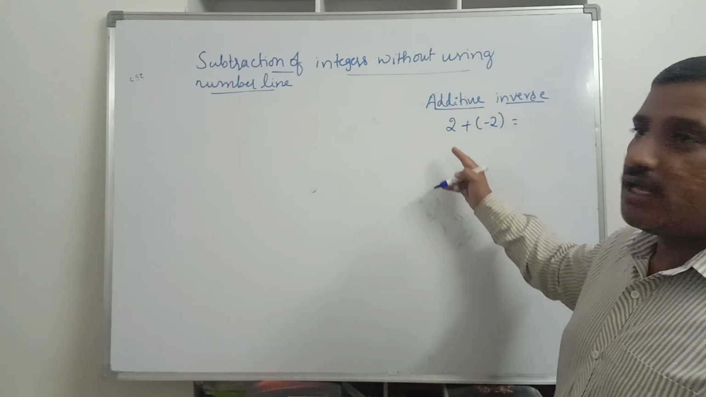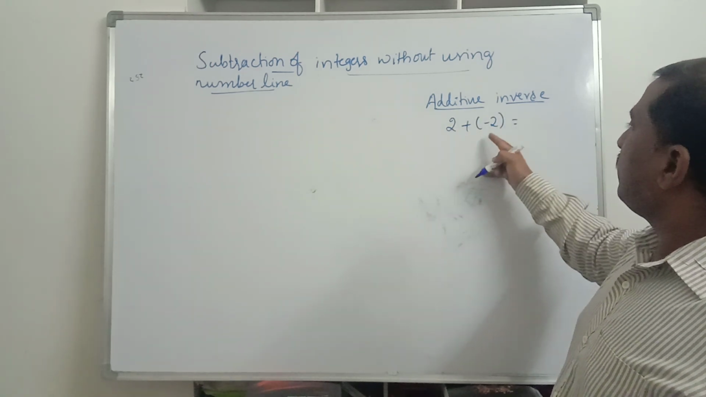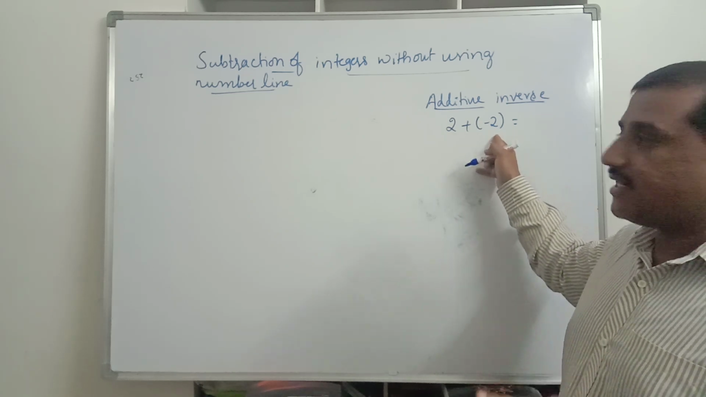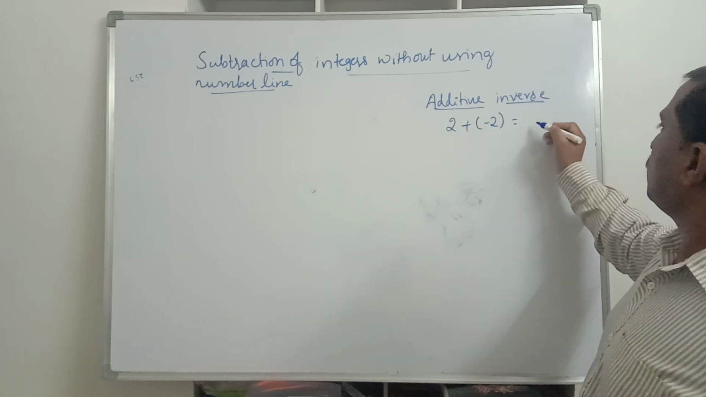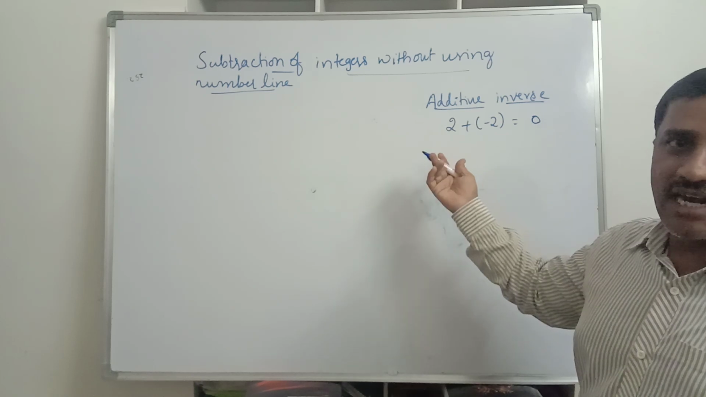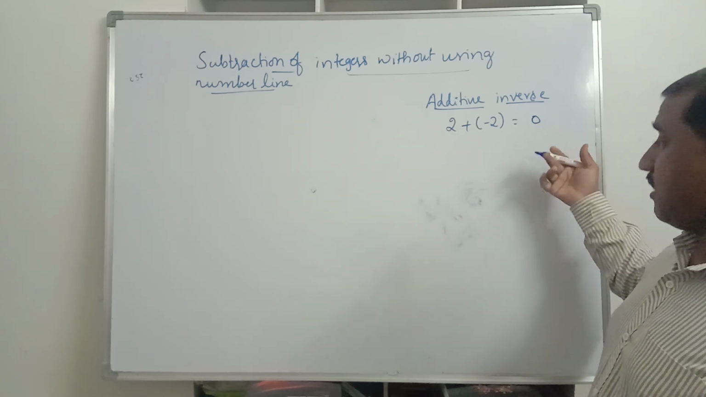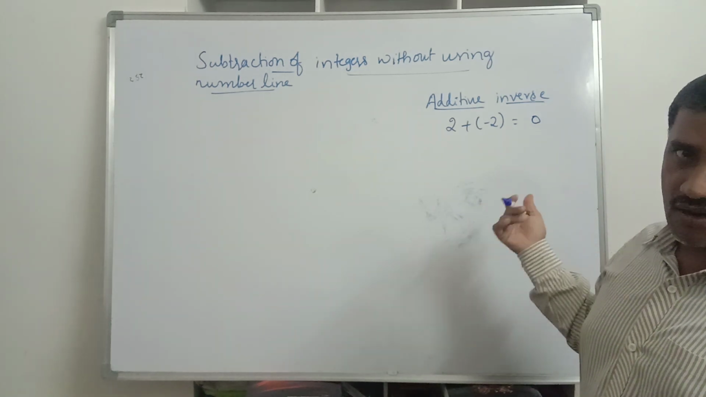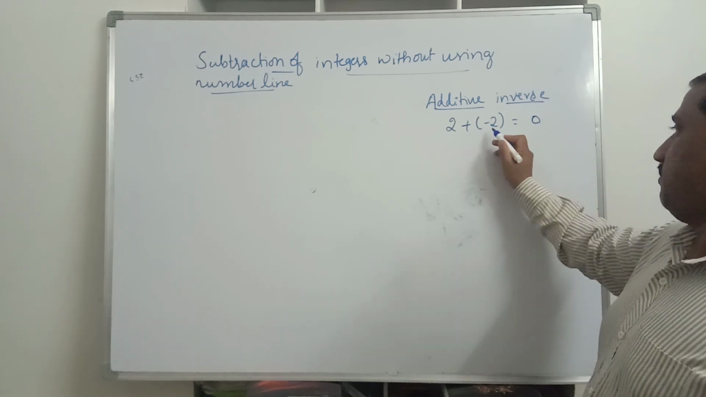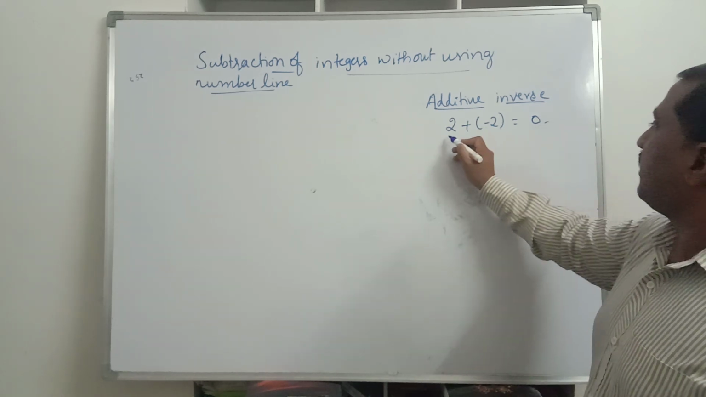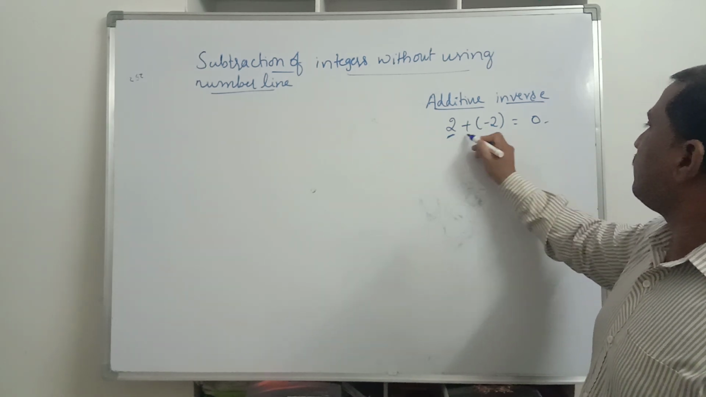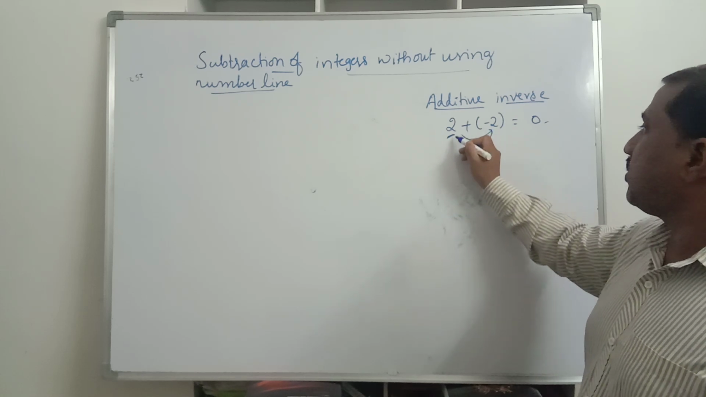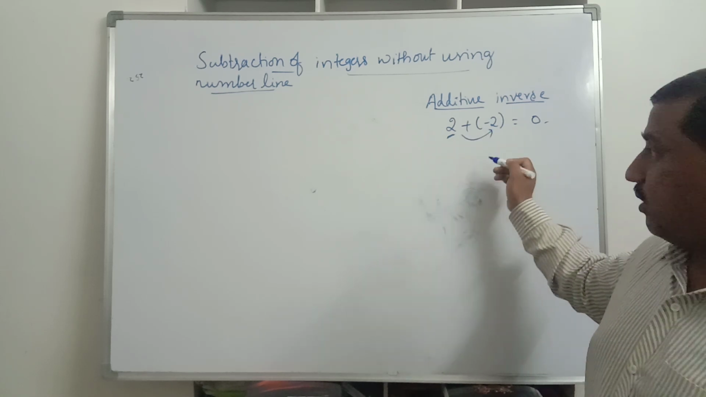When we add two integers, for example, 2 plus minus 2, what do we get by adding these two numbers? How to add these two numbers? When two different signs are there, subtract the numbers. That is 2 minus 2, it is 0. For 0, it is neither a positive number nor a negative number. So 2 plus minus 2 is 0. Therefore, 2 is called the additive inverse of minus 2, and minus 2 is called the additive inverse of 2.